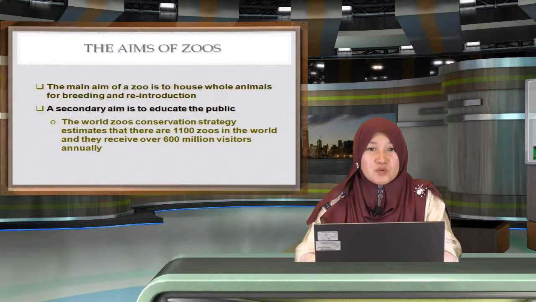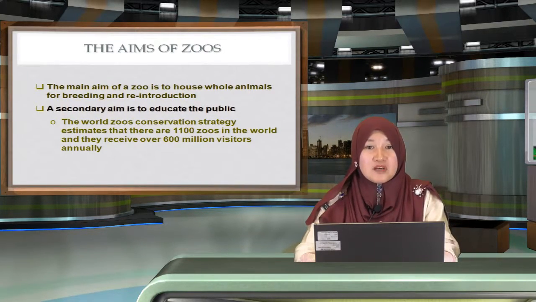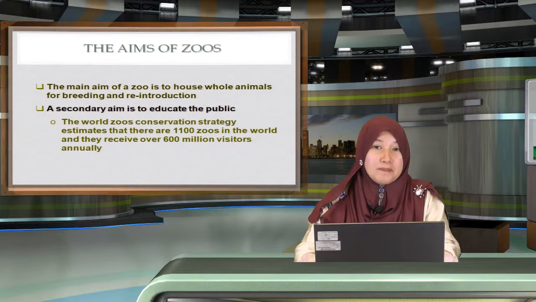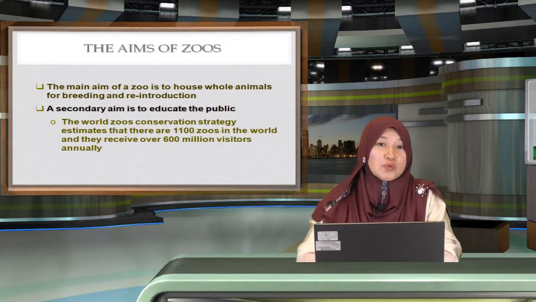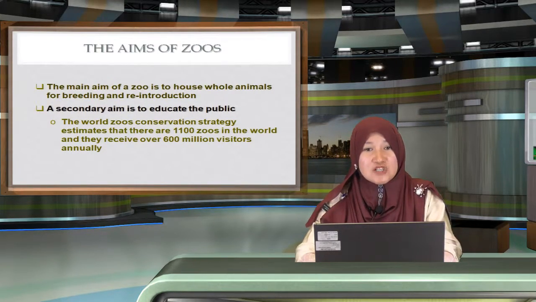The aim of zoos is to house whole animals for breeding and reintroduction programs, while the secondary aim of the zoo is to educate the public, because in the entire world they have 1,100 zoos, and they receive approximately 600 million visitors annually. So this is the opportunity where we can actually educate the public for free.